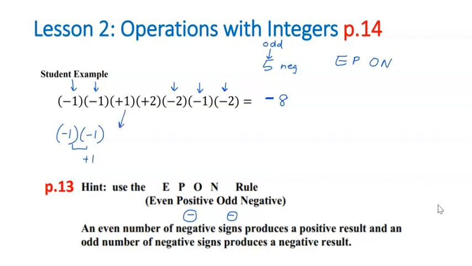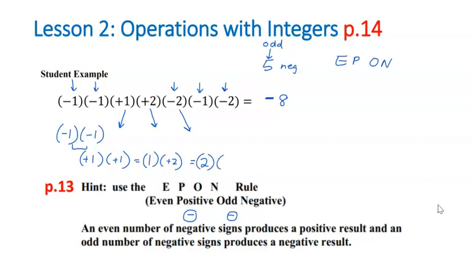Then I bring the next one down. Now I'm going to multiply by a positive 1. Positive 1 times positive 1 equals positive 1. And I bring the next one down. Positive 1 times positive 2 is a positive 2. And I bring the next one down.